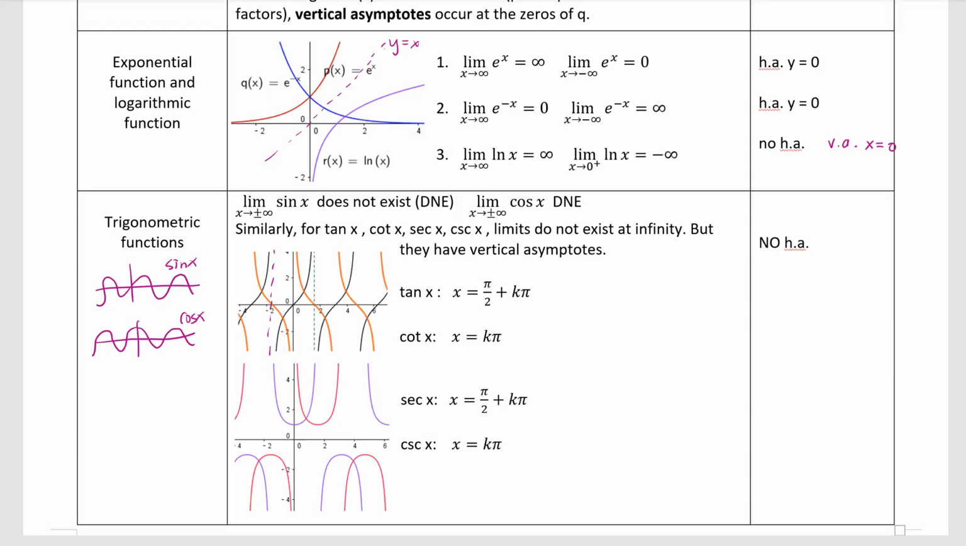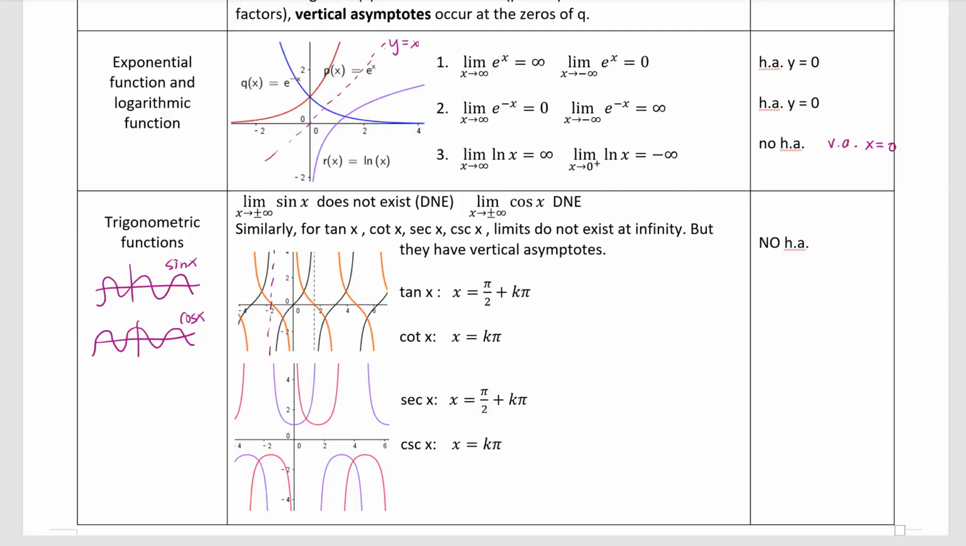You can see that for all of these trig functions, we don't have horizontal asymptotes. But for tangent and cotangent, we do have vertical asymptotes. The vertical asymptotes for tangent are pi over 2 plus k pi. And the vertical asymptotes for cotangent are k pi. And similarly, we have vertical asymptotes for secant and cosecant.